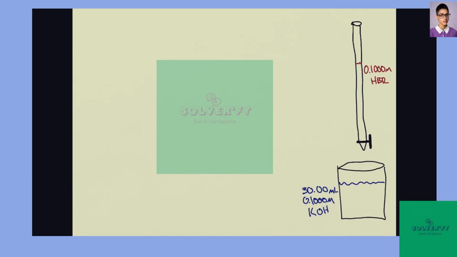Here we have a drawing of the titration of 30 milliliters of 0.1 molar KOH with 0.1 molar HBr. And we want to calculate the pH of the solution in the beaker at various points within the titration. First, let's look at the very beginning, before any acid has been added.